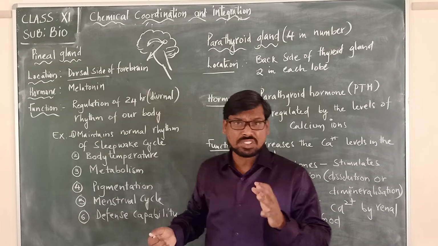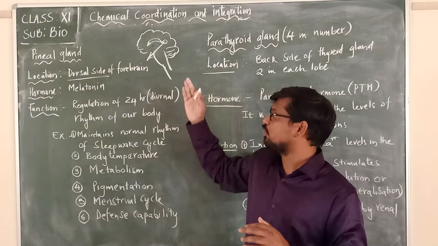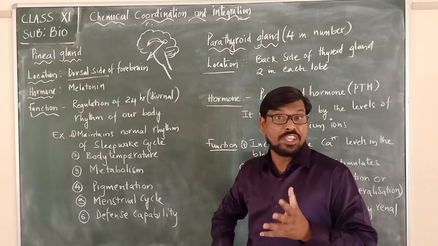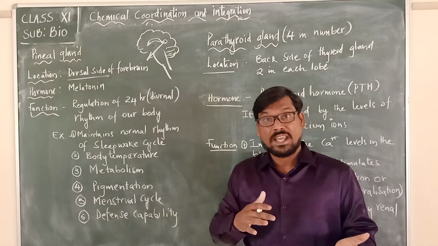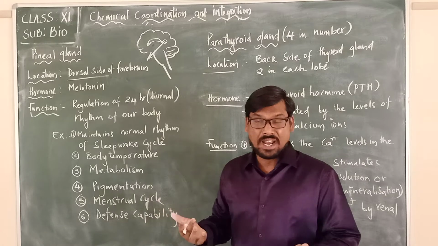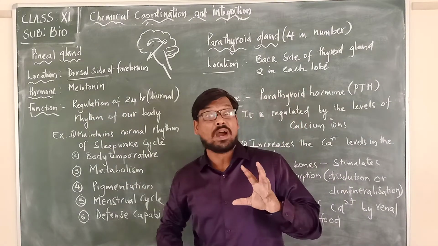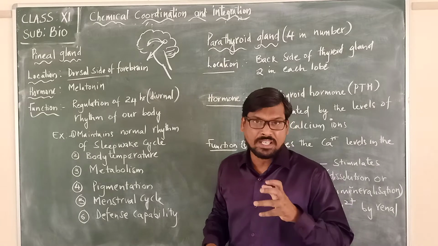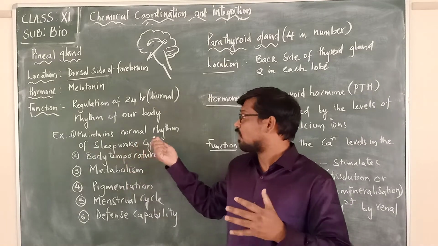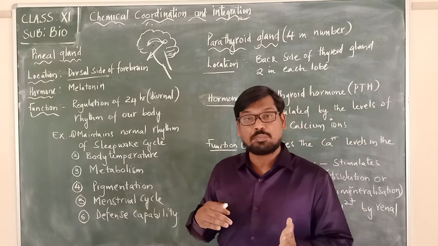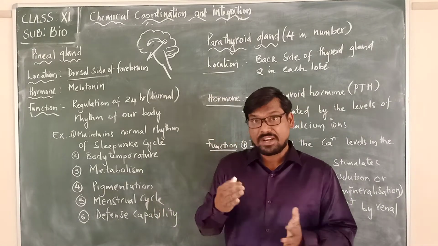Now, what are the functions of this hormone? It regulates the 24-hour cycle, diurnal, which means day and night. Regulation of the 24-hour cycle is also called the biological cycle, the rhythm of our body, the sleep-wake cycle, meaning daytime and night time.